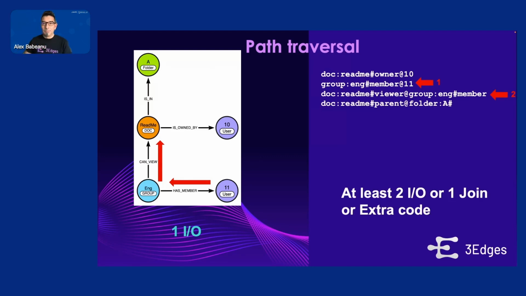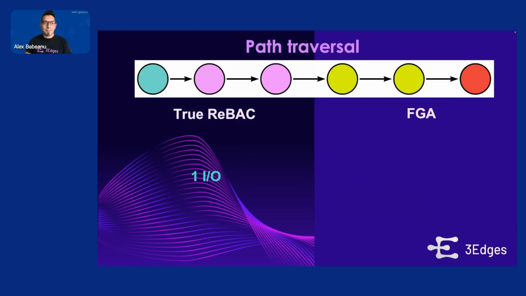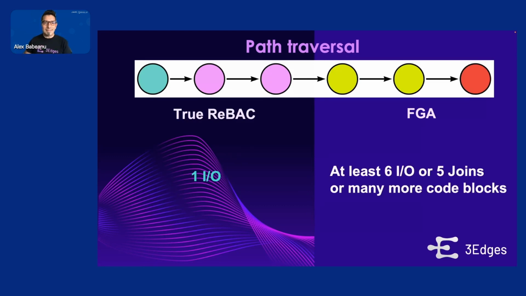our access control. This becomes interesting with a long path traversal like that, where in this particular case, FGA would require 6 IOs or maybe 5 joins. It gets tricky at that point.